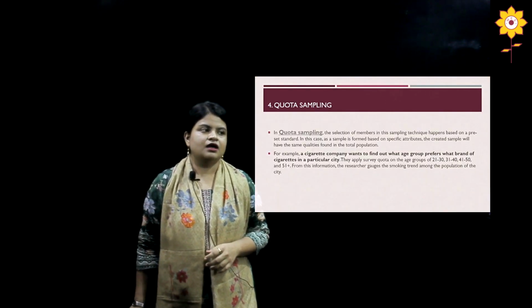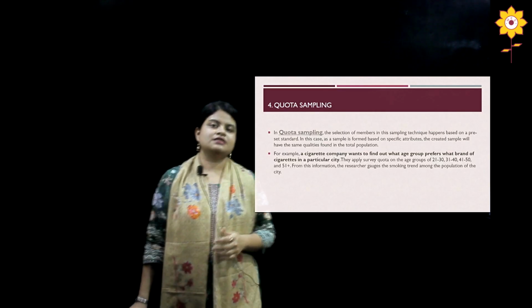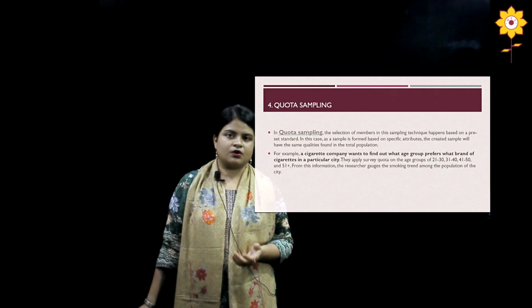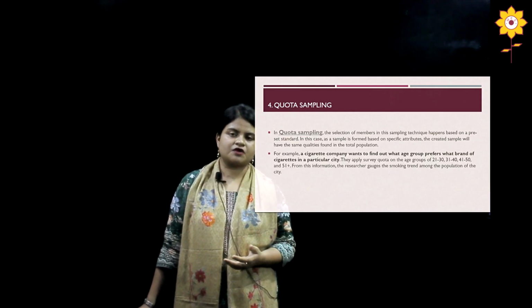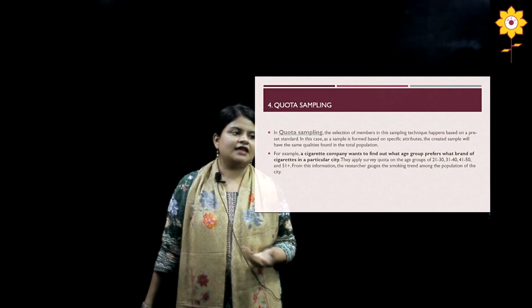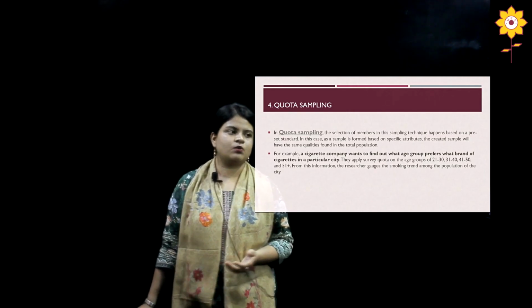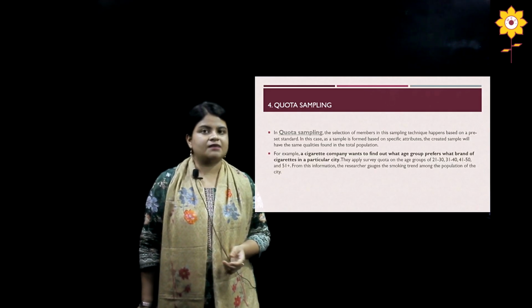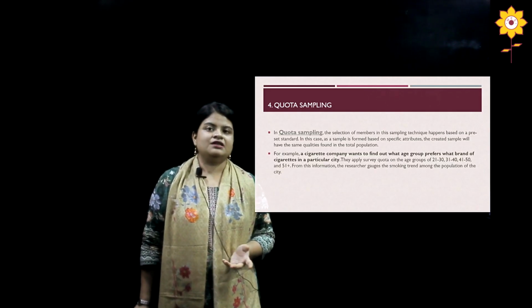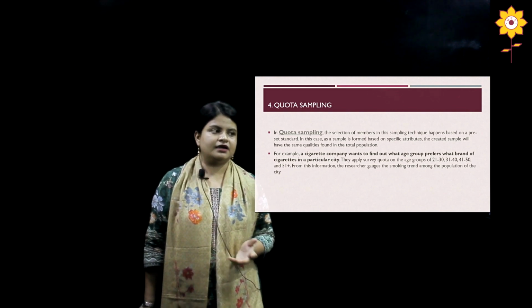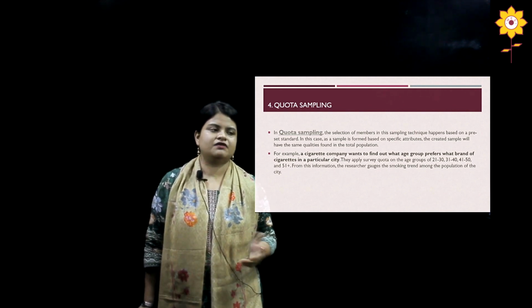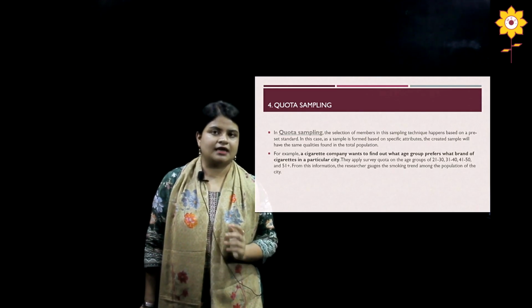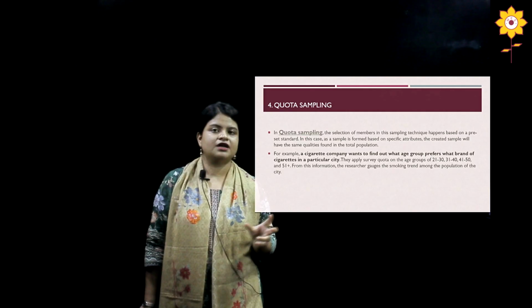Quota sampling. Quota sampling is based on set standards to be taken up for the research study purpose. The quota would be based on specific attributes of an individual or an item. For example, maybe a cigarette company wants to find out what age group prefers what brand of cigarettes. So they may set up a quota. That quota can be the age group, like 21 to 30, 31 to 40, 41 to 50 and 51 plus. From this base, the researcher derives a sample. The base would be the quota. The quota is the age group.